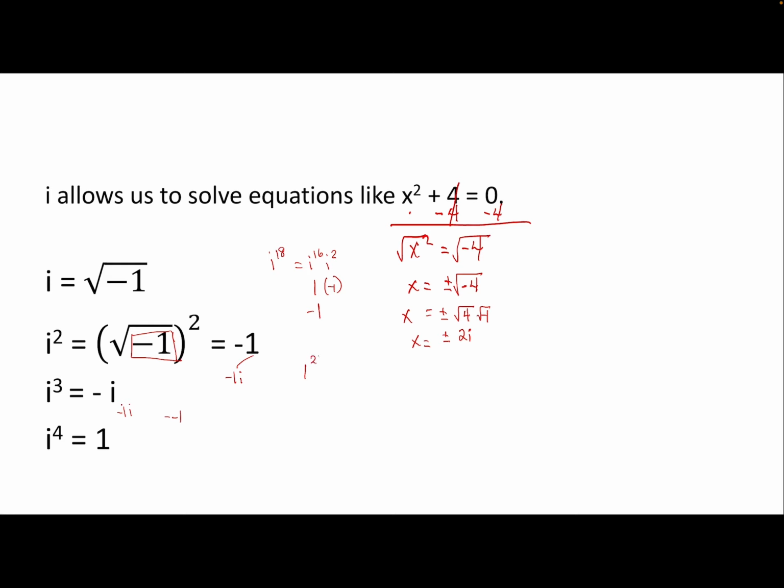i to the 23rd is going to be the same thing as i to the 20th times i cubed. I chose 20 because it's divisible by 4. That's going to be a 1, and then i to the 3rd, or i cubed, is -i. So i to the 23rd is -i.